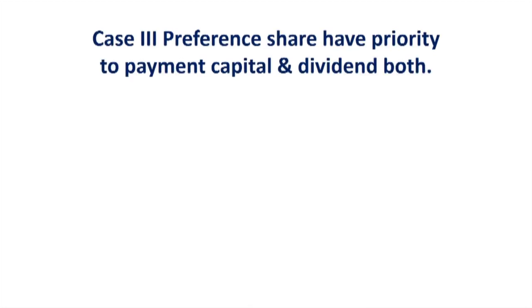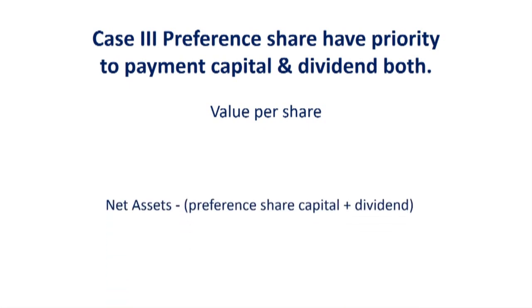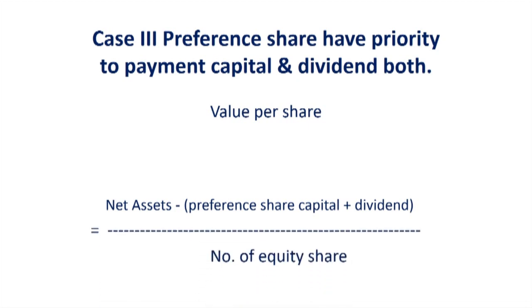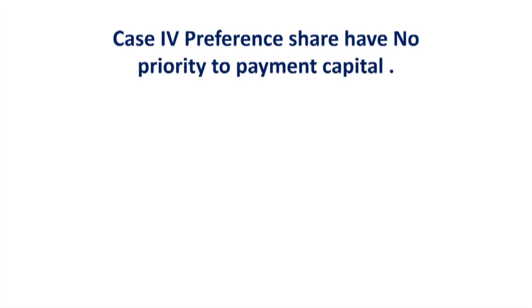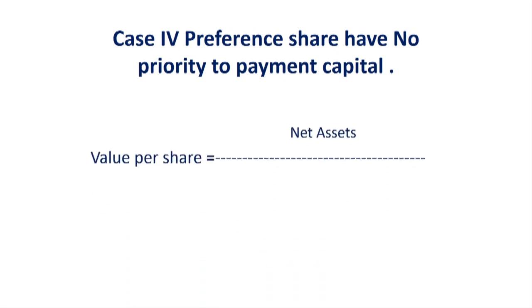In the third case, when preference share have priority to payment of capital and dividend both, value per share is equal to net assets minus preference share capital and dividend upon number of equity shares. In the fourth and last case, when preference share have no priority to payment of capital, value per share is equal to net assets upon total number of shares.